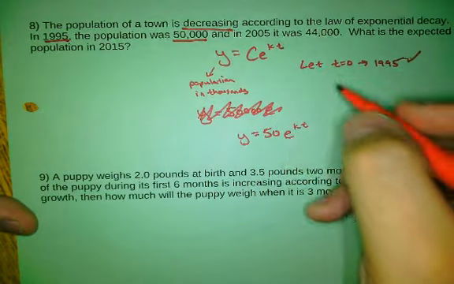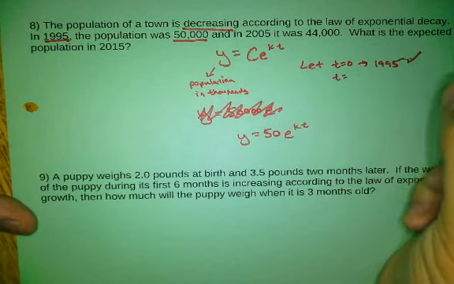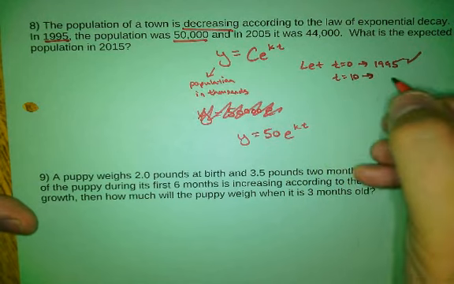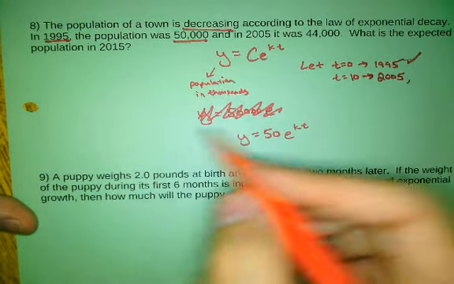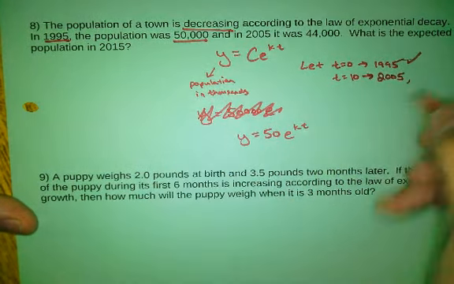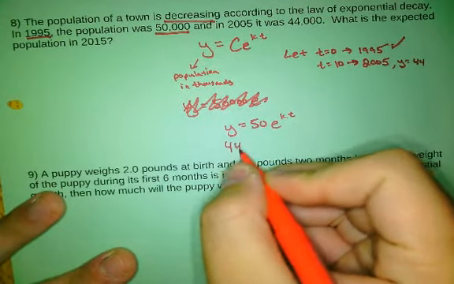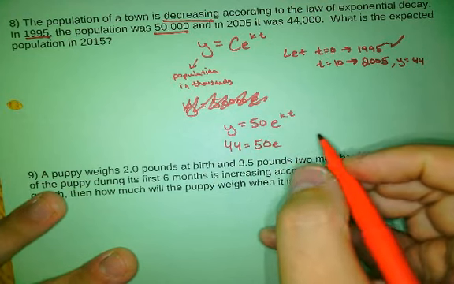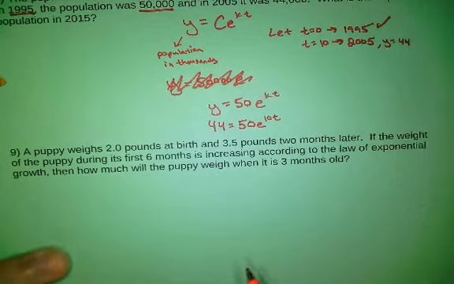What's 2015? What's t equal? 10, and that's in 2005. And then what does y equal? 44. Let's use these numbers, 10 and 44. So here we go: 44 equals 50 e to the 10k.